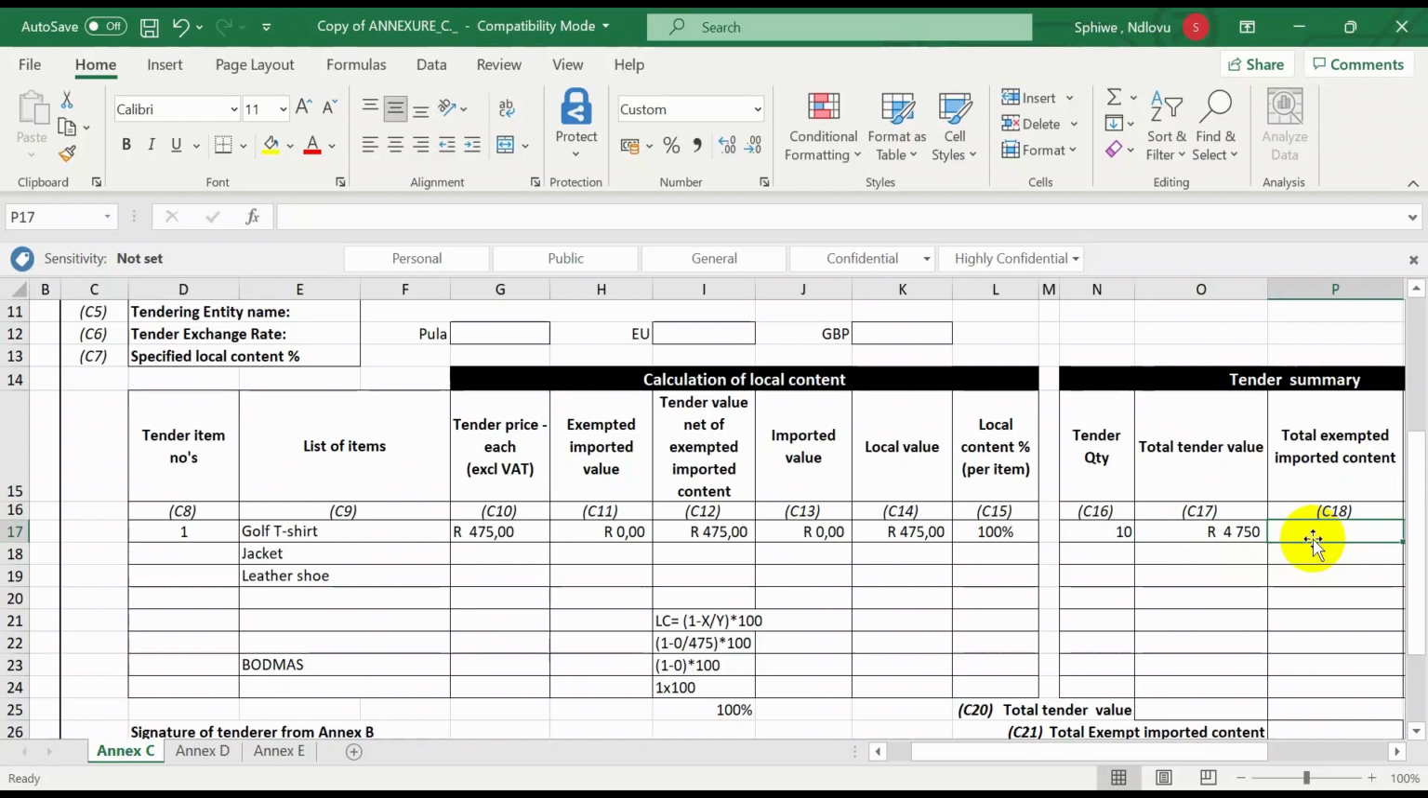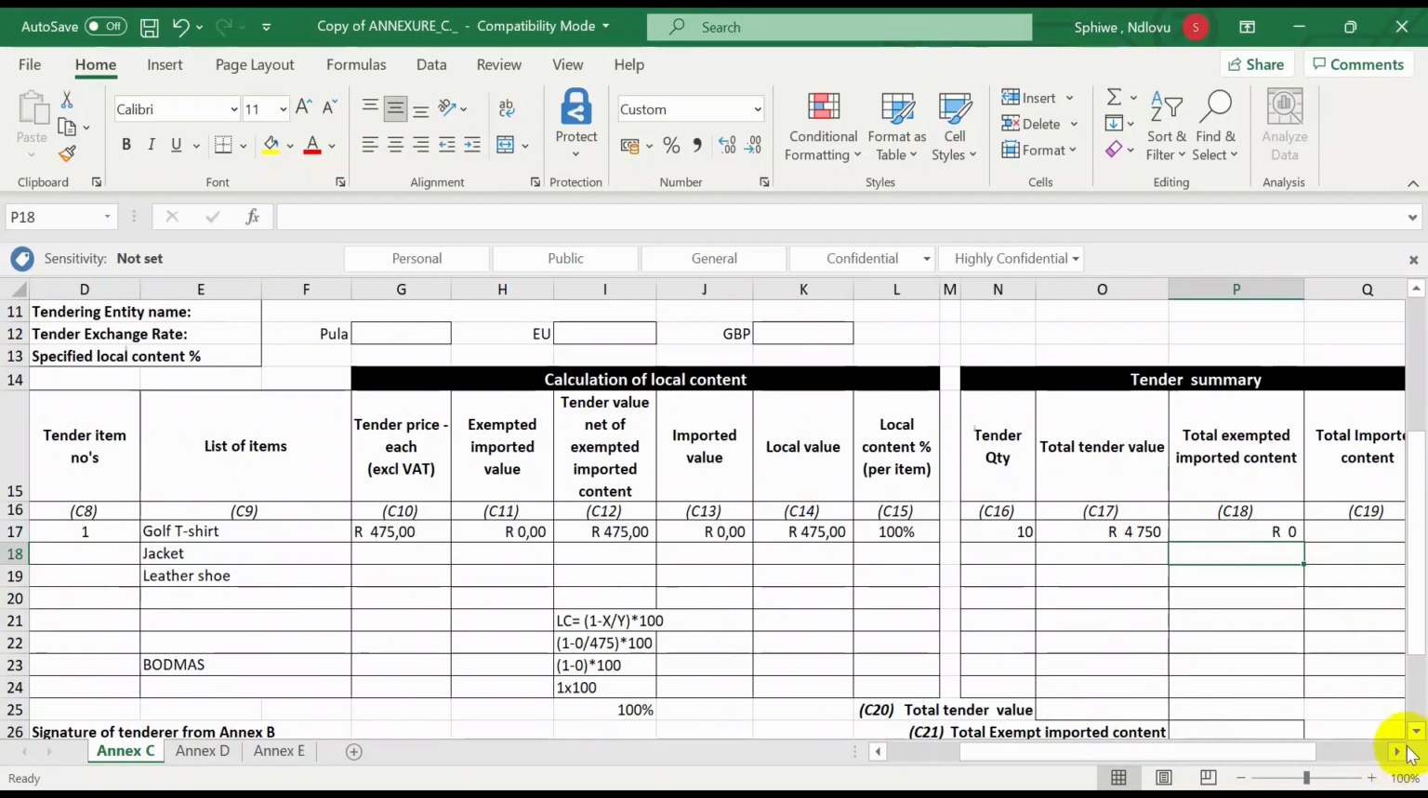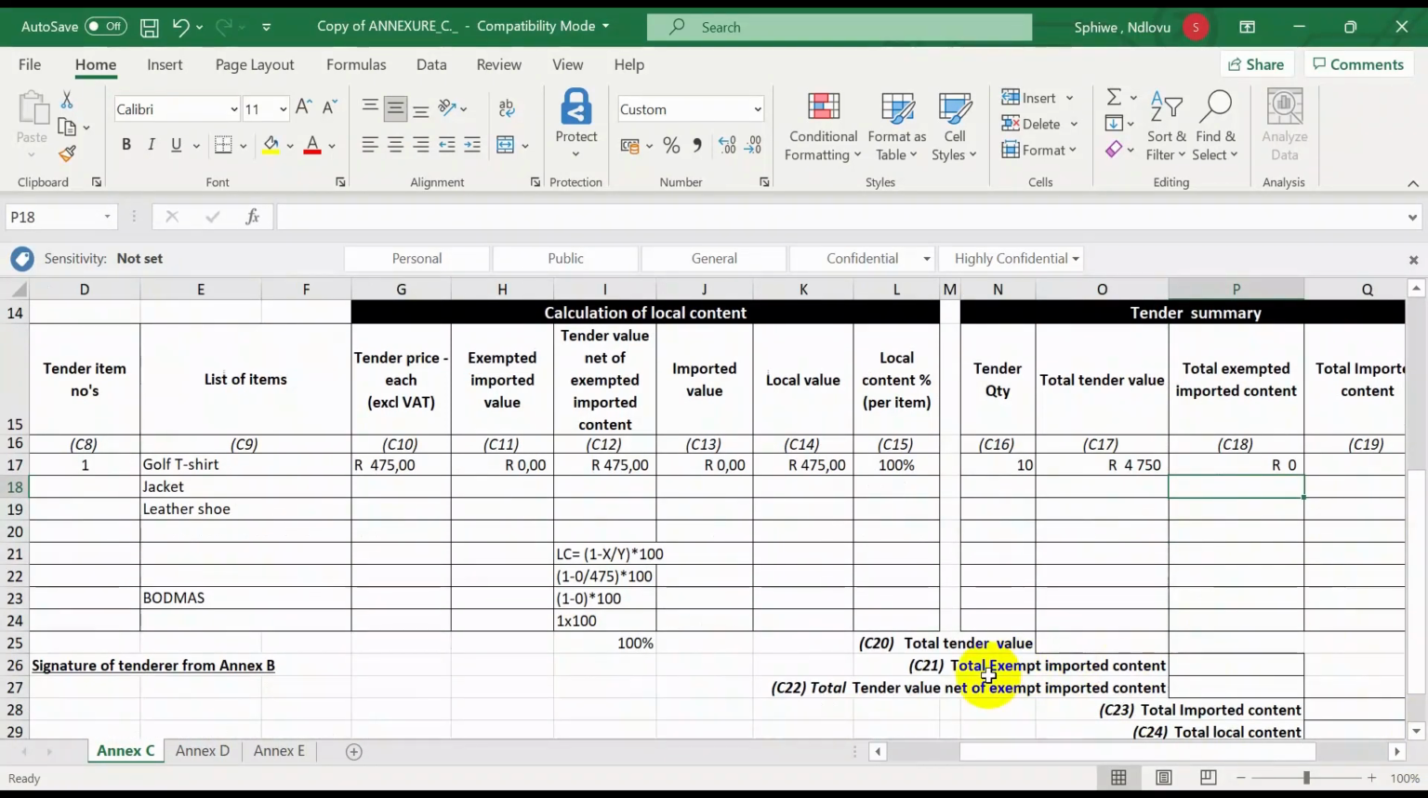And then under C18, what we need to do is multiply C11 by C16, and we're going to get 0. Any number multiplied by 0 gives us 0. Because we don't have imports, that is why it gives us 0. And then C20 is a sum of these amounts here. C21 will be the total exempted, the sum of the values in column C18. So what do we have under C18? It's 0. It will become 0 there.